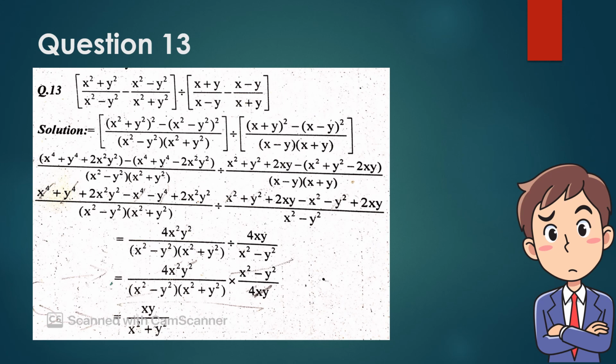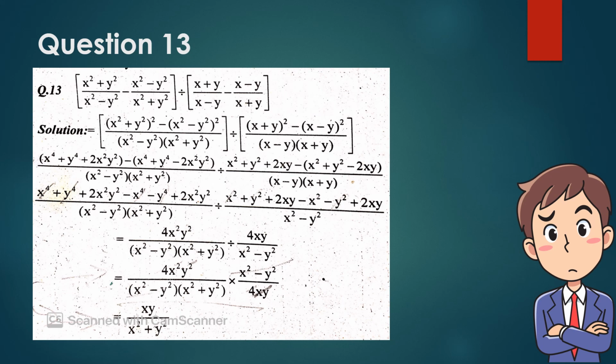In question number 13, you are having two fractions in the first bracket, and in the second bracket we also have two fractions, and they are dividing with each other. So now we will apply LCM on the first one and LCM on the second one also, and then we will proceed to the division sign.